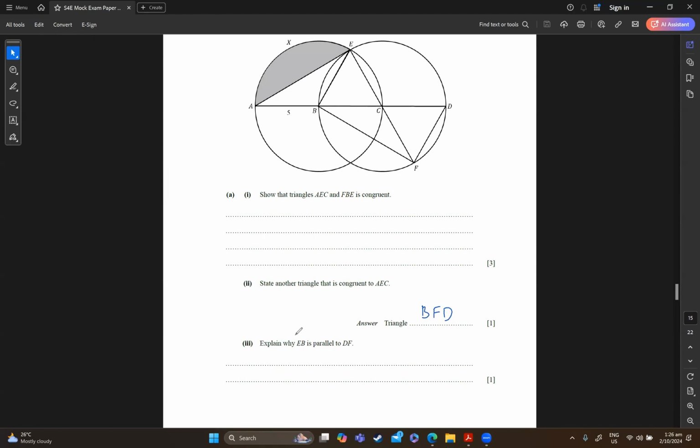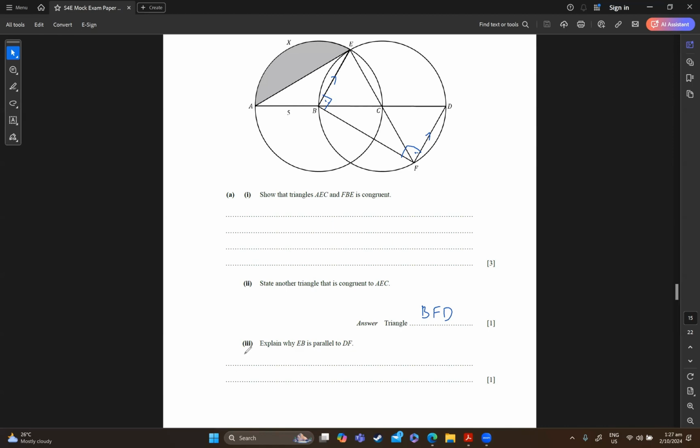Okay, part three, explain why EB is parallel to DF. So they want you to explain why this is parallel to this. From this side here, DEF is a right angled triangle, so this is 90 degrees. And from this side, this is another right angled triangle, BDF. It's also 90 degrees, which means interior angles add up to 180 degrees, right?